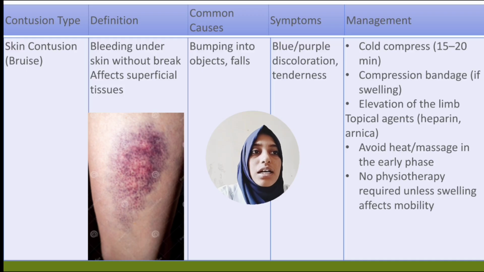Management: icing 15 to 20 minutes, compression bandage if swelling is present, and elevation of the limbs. Topical agents like heparin and arnica can be applied, and avoid heat or massage in the early phase. No physiotherapy is required unless the swelling affects the mobility.